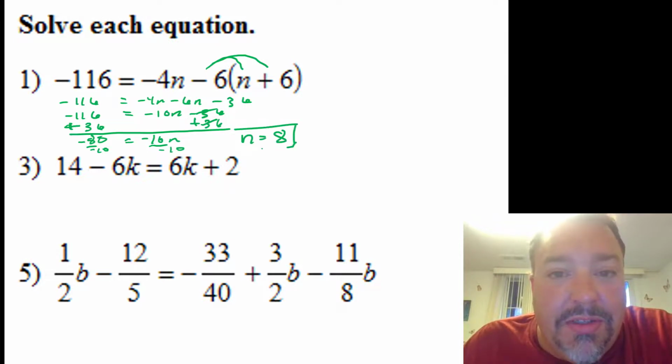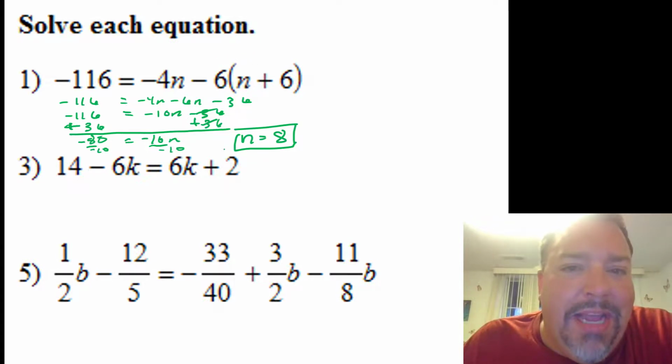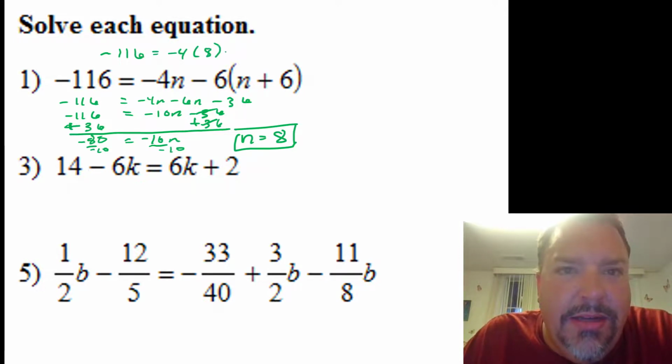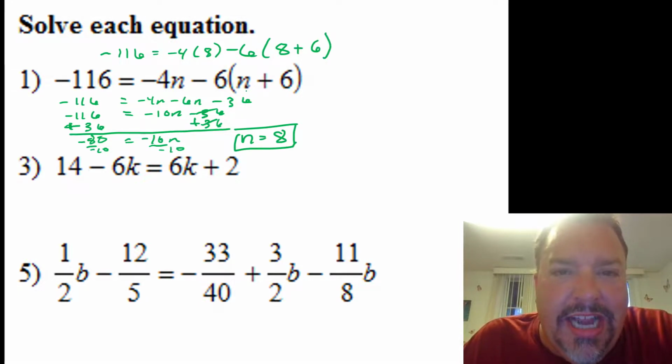So we think we have our solution. And step 5 is to go back and plug that back in for the variables. So we got negative 116 equals negative 4 times 8 minus 6 times 8 plus 6. So you can see that the 8 is going in for that n, the 8 is going to go over for that n, and that should check out. That looks good. So there's our answer.